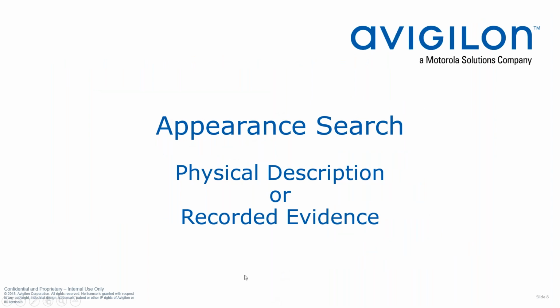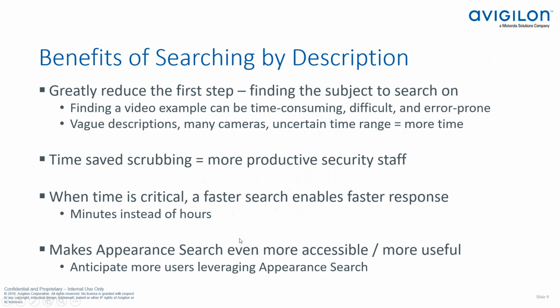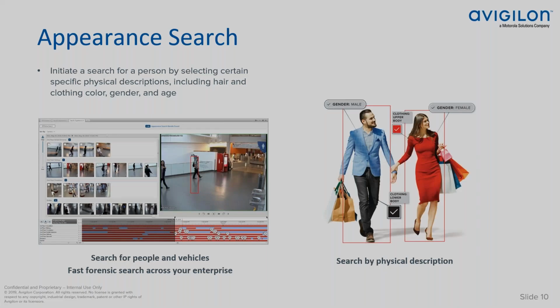Appearance search, I've talked about it on many presentations. There's really two types. One is a physical description, and then one is me finding a person in recorded evidence and then finding those people. So it is a very quick way to reduce that step of trying to search through something, because it's doing all the time scrubbing. It's finding that person of interest. Now, of course, you have to have our analytic cameras and a server that's got the GPU processing board in it. But when time is critical, this is going to find that person or that vehicle very, very quick. That's what this is all about.